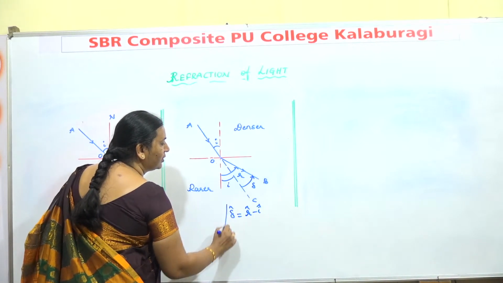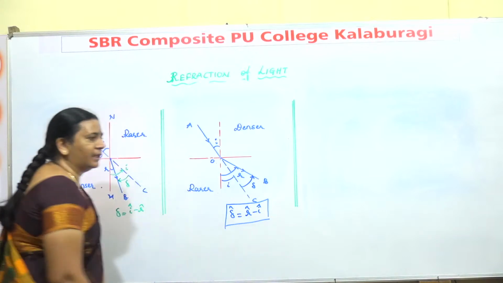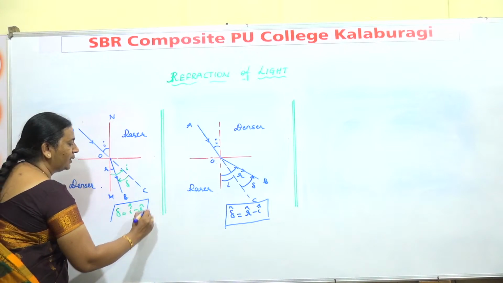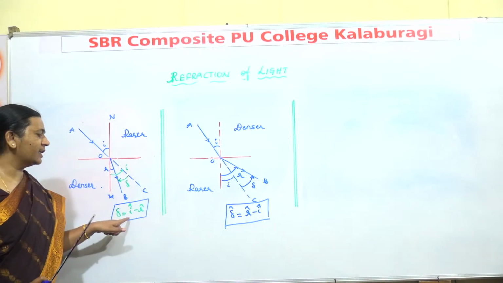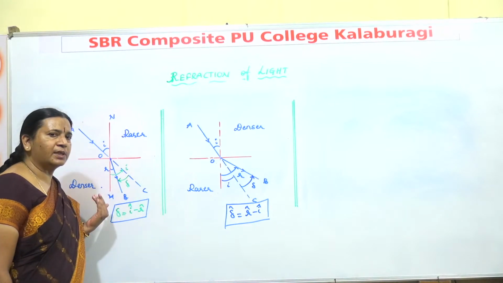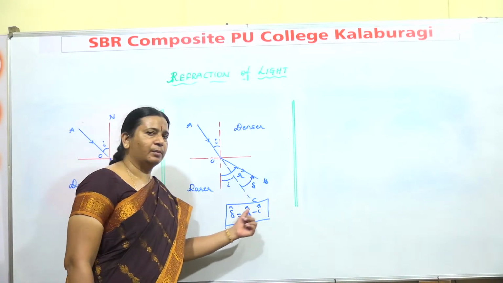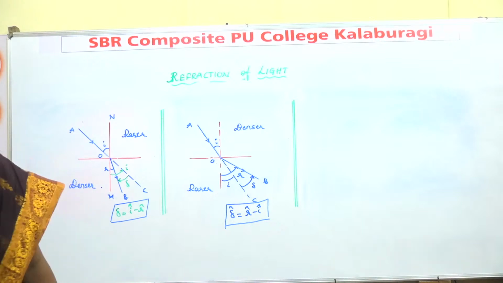So deviation is the difference of I and R, depending on whether it is traveling from rarer to denser or denser to rarer. If rarer to denser, or simply if it bends towards the normal, it is I minus R. If it goes away from the normal, it is R minus I. Okay, this is one thing I wanted to discuss here.